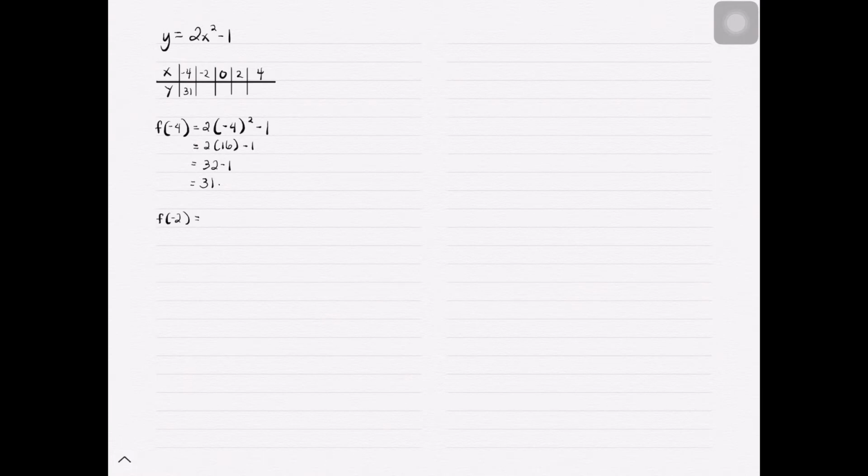And so f at -2 this time would become 2 times the square of -2 minus 1, which gives us 2 times 4 minus 1. That gives us 8 minus 1, and so we have 7. How about f at 0, f at 2, and f of 4?